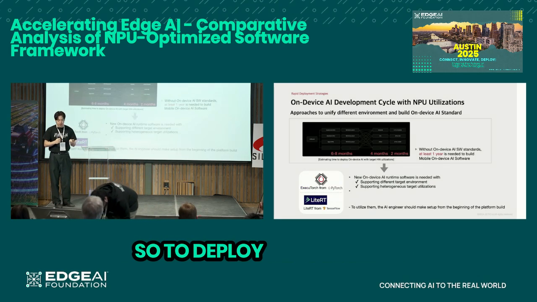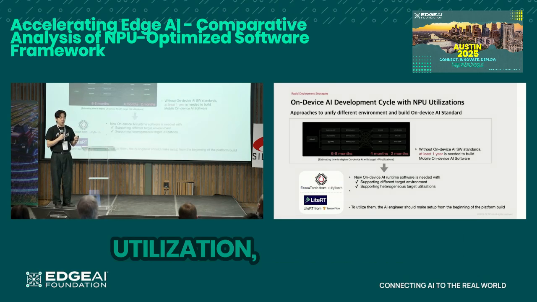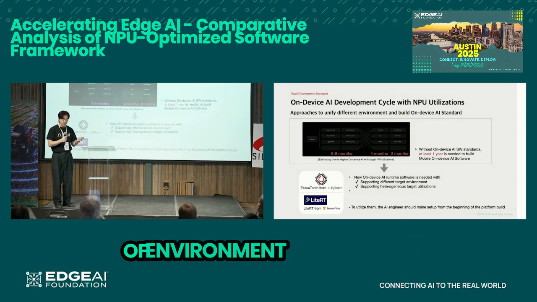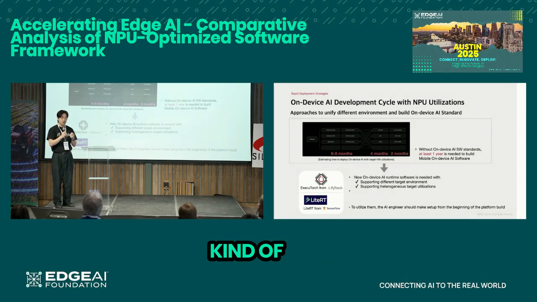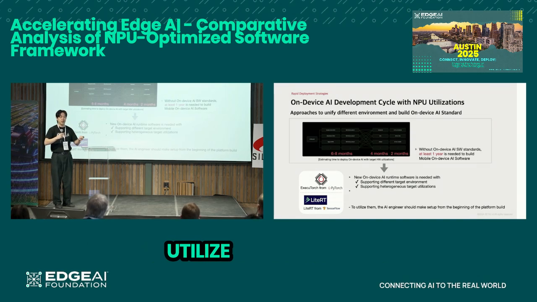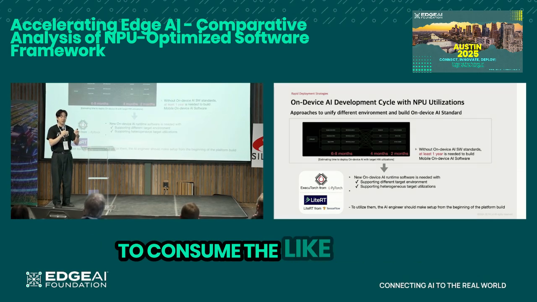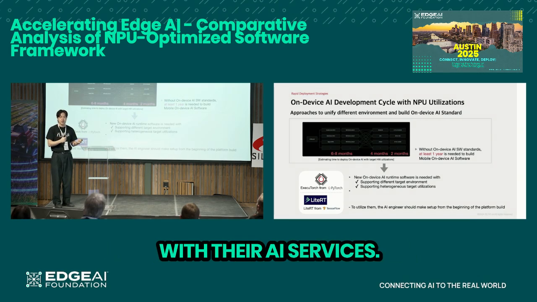So to deploy on-device AI development with MPU utilization, they have to support all different types of environments and all different types of manufacturers. It is hard for them to utilize those different manufacturers, and they have to spend a long time building them to make an impact with their AI services.